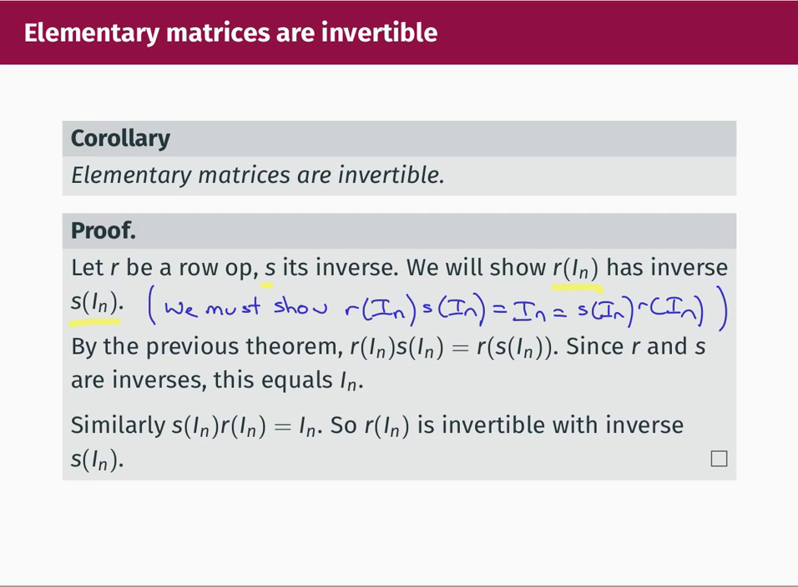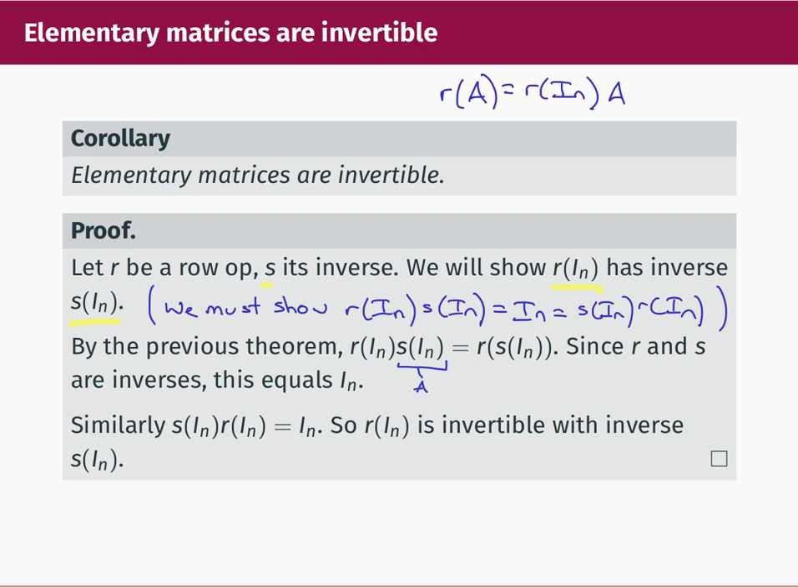Now, on the previous slide we proved a theorem which said that for any matrix A, R of A was the same as R of IN times A. That was our theorem from the last slide. So if we take A to be S of IN, then R of IN times S of IN will be the same as R of S of IN. So this is playing the role of A.